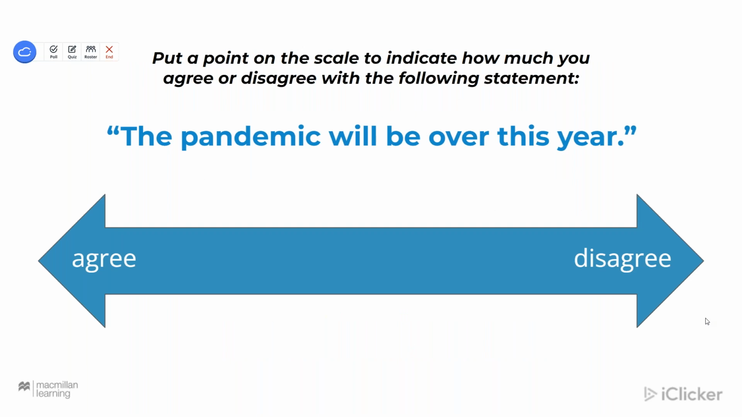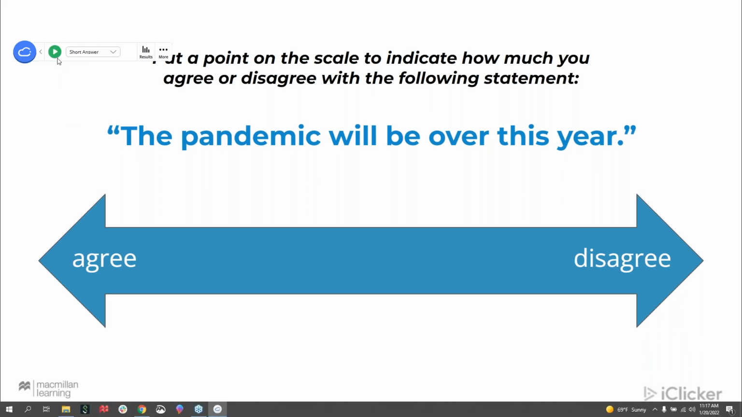Okay, so let's see this new confidence rating in action. So for this question, you're going to put a point on the scale to indicate how much you agree or disagree with the following statement. So this is a target question, and the statement that you're going to agree or disagree with is the pandemic will be over this year. So you can agree or you can disagree.